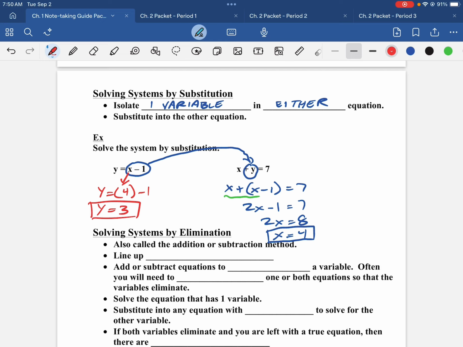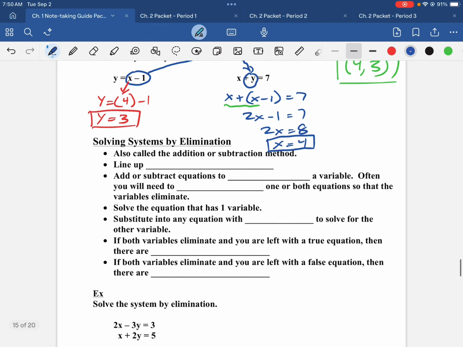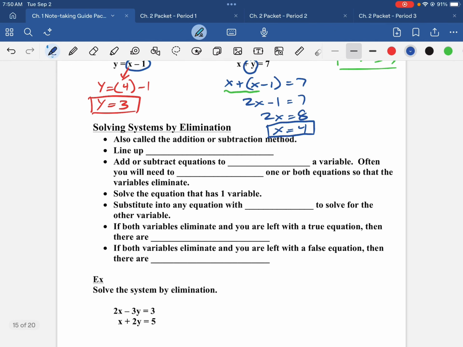You could write it as an ordered pair if you wanted to, or you could leave it as x equals, y equals. They mean the same thing. Okay, so that's the substitution method, probably the most popular method for solving systems. There's also elimination, which is also called the addition or subtraction method, because basically what we're going to do is make a big addition or subtraction problem to cancel out one of the variables.